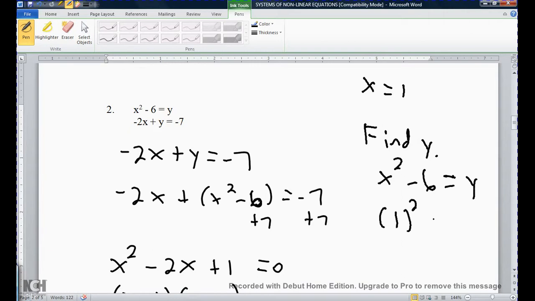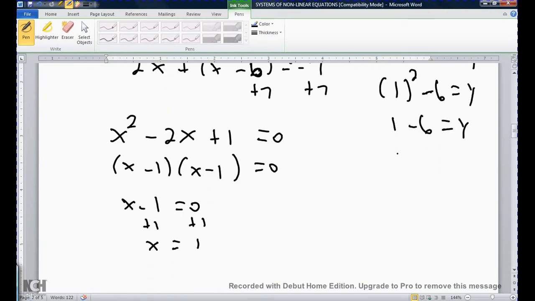So 1 squared minus 6 equals y. And then 1 squared is 1. 1 minus 6 is negative 5, which means y is equal to negative 5, which means our solution is 1 comma negative 5.